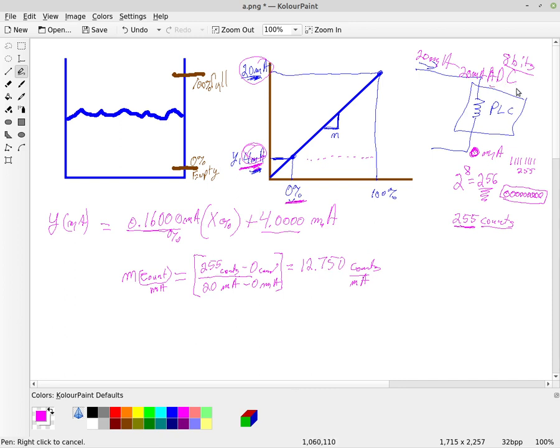Now, one thing to keep in mind, right? Remember that the analog to digital converters do not round up. So if it increased 1 milliampere, the count would increase by 12. It won't increase by 12.75 because the count is an integer value. It's not a floating point. So you can't have 12.75 as an integer value. You're not allowed decimal points in integers. And analog to digital converters convert into integers.